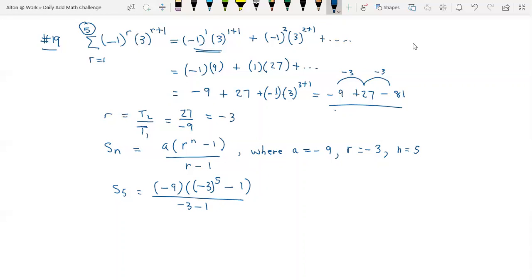Right, so let's work it out. Minus 3 raised to the 5th power. Since it's an odd power, the result will be negative. So it will be minus 3 to the 5th power.